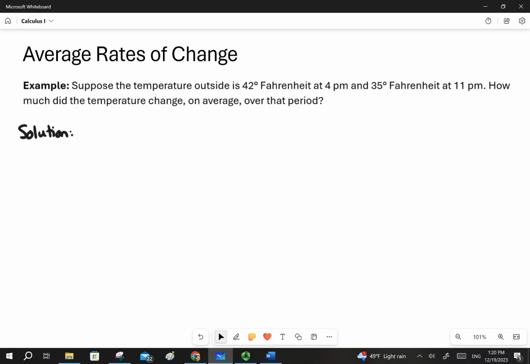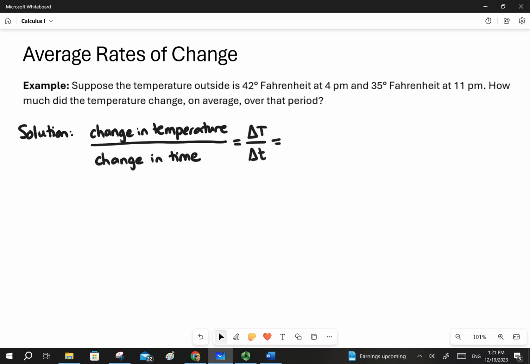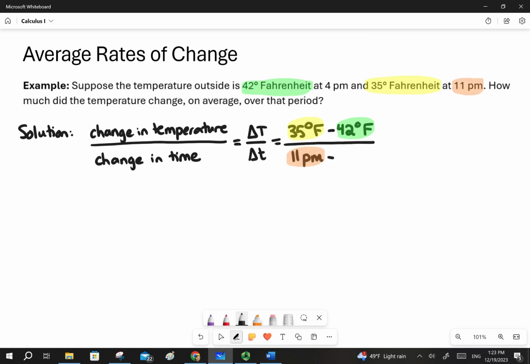We don't need any fancy math to answer this question. To calculate the average rate of change in temperature from 4 p.m. to 11 p.m., we simply need to calculate the ratio of the change in temperature to the change in time. The change in temperature, which I'm calling delta capital T, is 35 degrees Fahrenheit minus 42 degrees Fahrenheit. The change in time is 11 p.m. minus 4 p.m. 35 degrees Fahrenheit minus 42 degrees Fahrenheit is negative 7 degrees Fahrenheit.